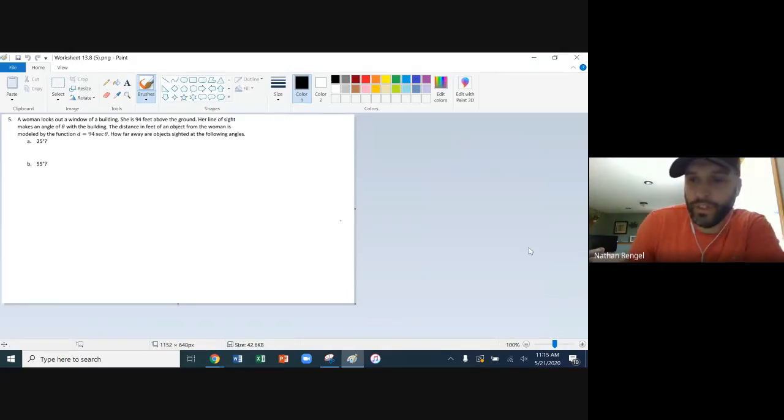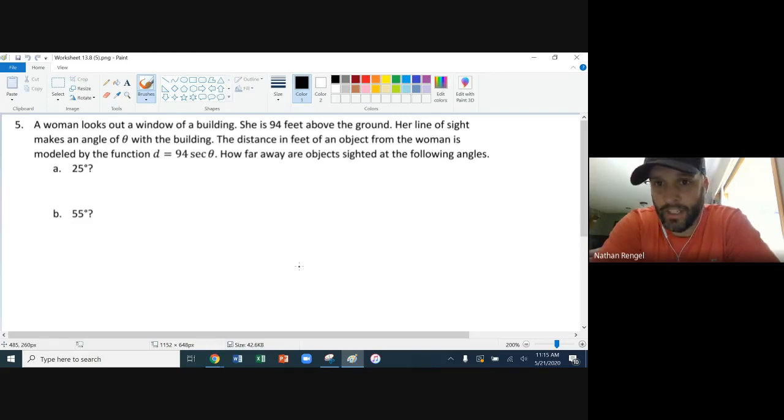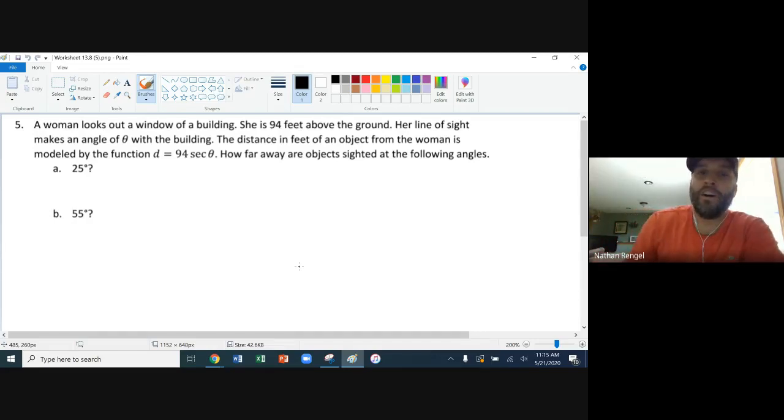So a woman looks out a window of a building. She is 94 feet above the ground. Her line of sight makes an angle of theta with the building. The distance in feet of an object from the woman is modeled by the function d equals 94 secant theta. How far away are objects sighted at the following angles?